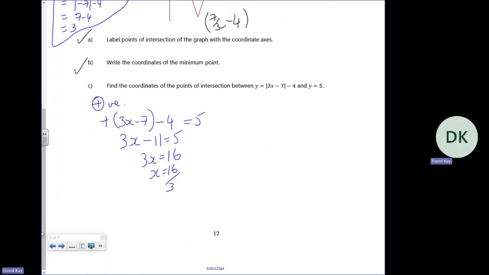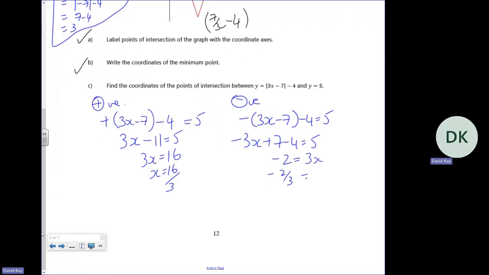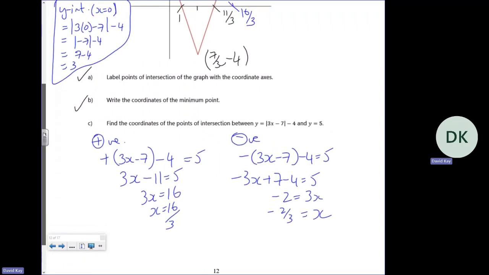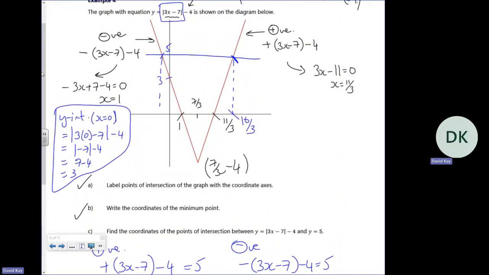The negative part, the reflected part, I've got minus 3x plus 7 minus 4 is 5. So that's going to give me 3 minus 3x is 5, so minus 2 is 3x. So minus 2/3, is that right, for x? Yeah, that looks right. So that point of intersection there would be minus 2/3. So this is an addition based on the 2025 exam paper and on what Excel do. But we've moved it down or up. Right, that's us done. Well done, everyone.